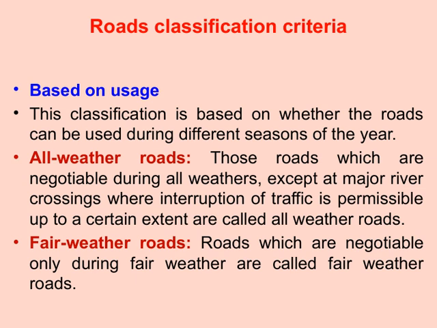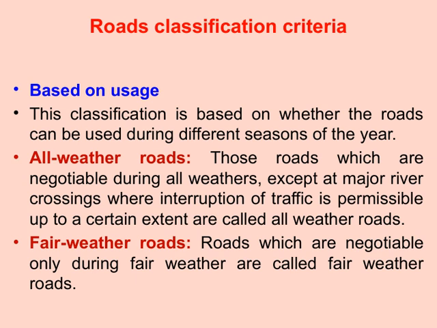First, we have all-weather roads. These are the roads that can be used regardless of the weather, meaning they are negotiable during all seasons, including the rainy or winter months. Of course, there are some exceptions, such as at major river crossings, where traffic might be temporarily interrupted, but generally, these roads are reliable year-round. They are essential for ensuring consistent connectivity.